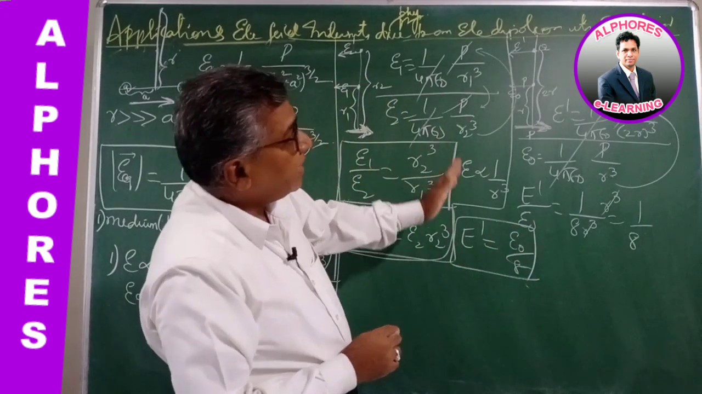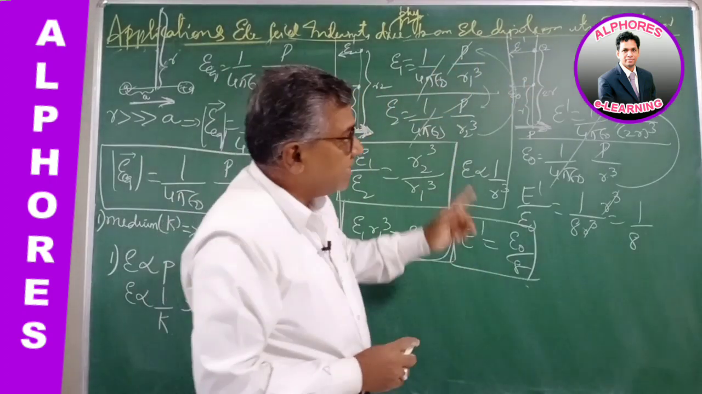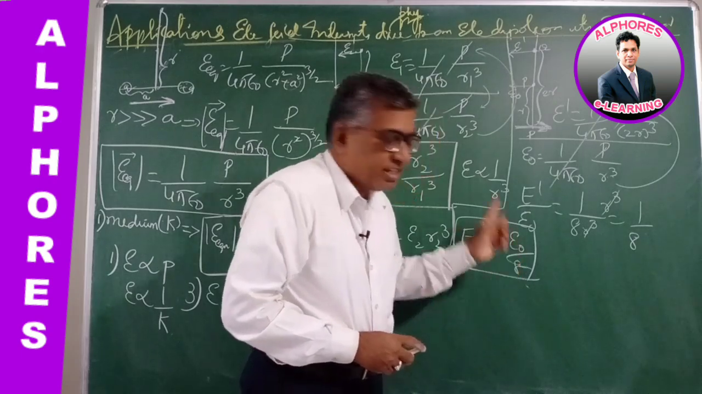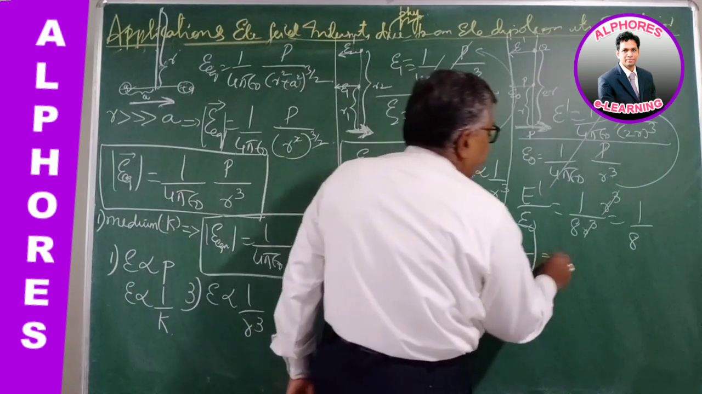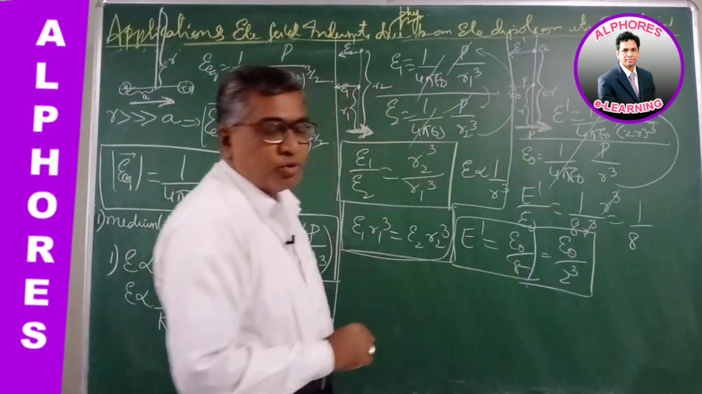So on the equatorial line, if the distance of the point is doubled, then the field becomes 1 by 8 of the initial electric field. It changes by 1 by 8, that is E naught by 2 cube. It decreases 2 cube times.